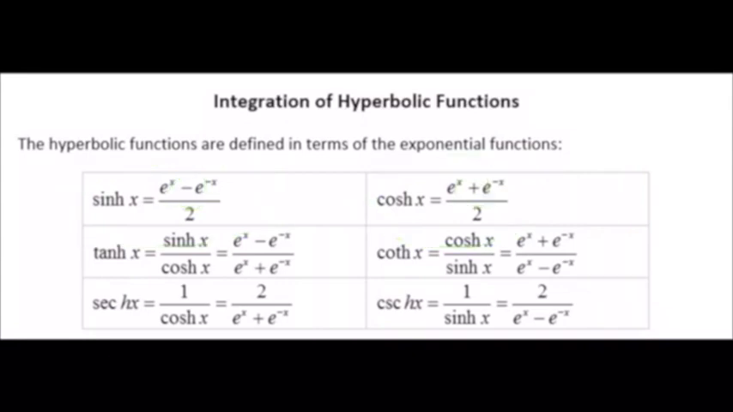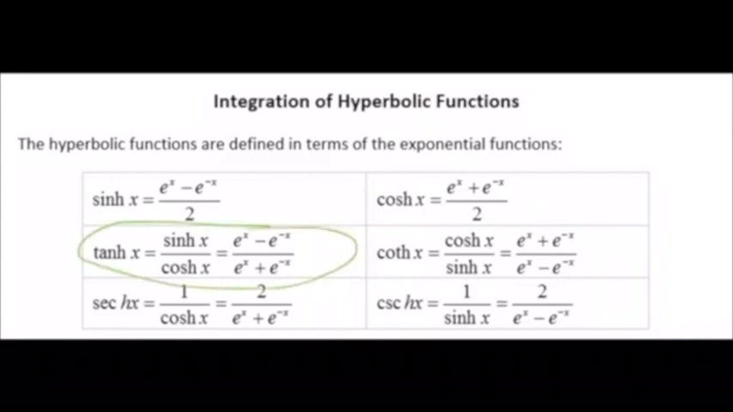So for tangent, we know that tangent is sine over cosine. The same with hyperbolic tangent. Hyperbolic tangent is hyperbolic sine of x over hyperbolic cosine of x. So in terms of exponential functions, it's defined as e to the x minus e to the negative x over e to the x plus e to the negative x.